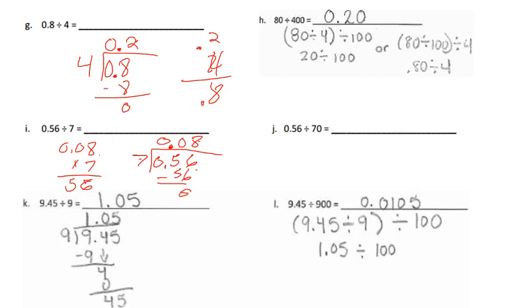And I can see there were 2 decimal points. That brings us back to 56 hundredths. Our last one on this page, 0.56 divided by 7. Put our decimal point in our answer.